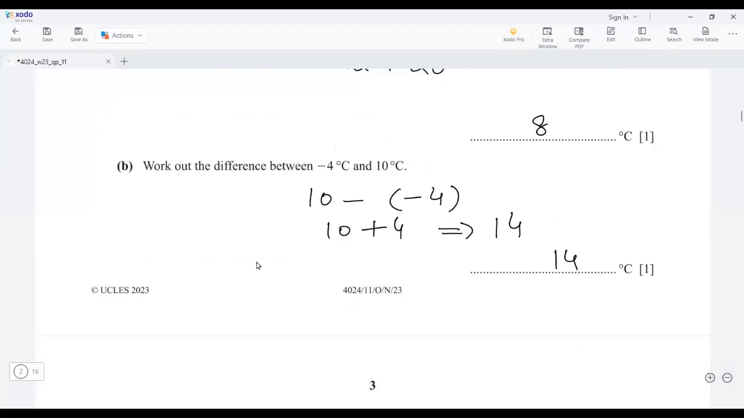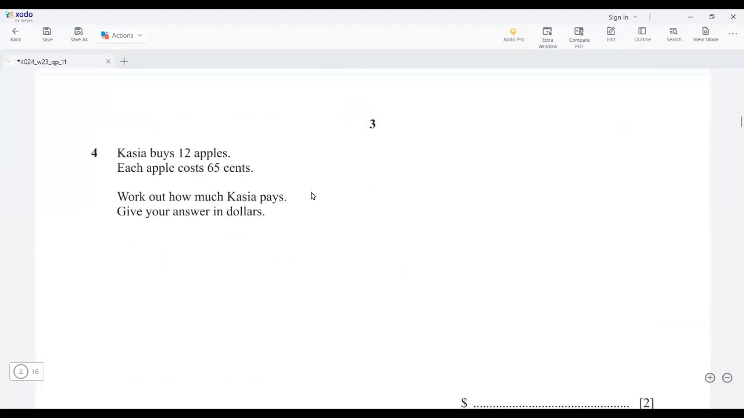Okay, now moving ahead to question number 4. It's basically telling us that Cassia buys 12 apples and each apple costs 65 cents. So work out how much Cassia pays. We have to tell in dollars. First of all, we have to convert it to cents and then we can do it automatically.